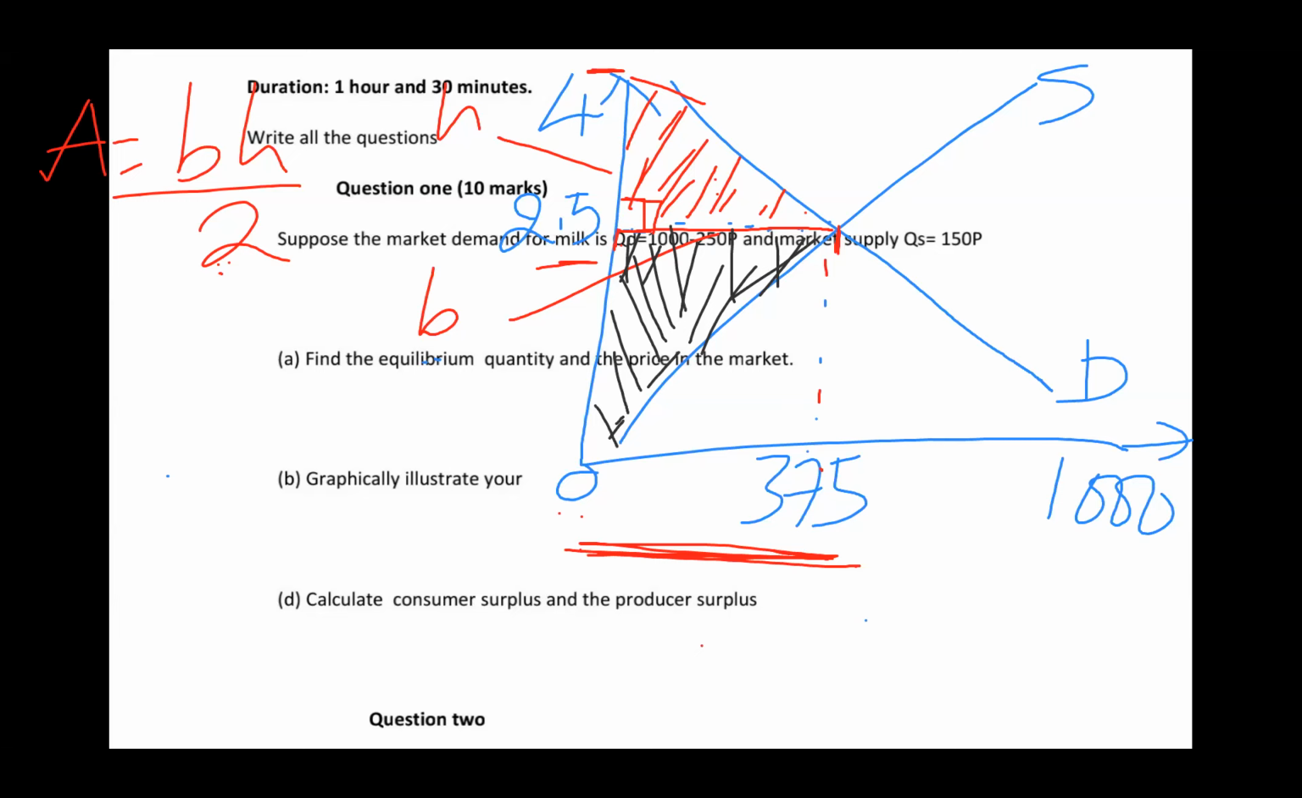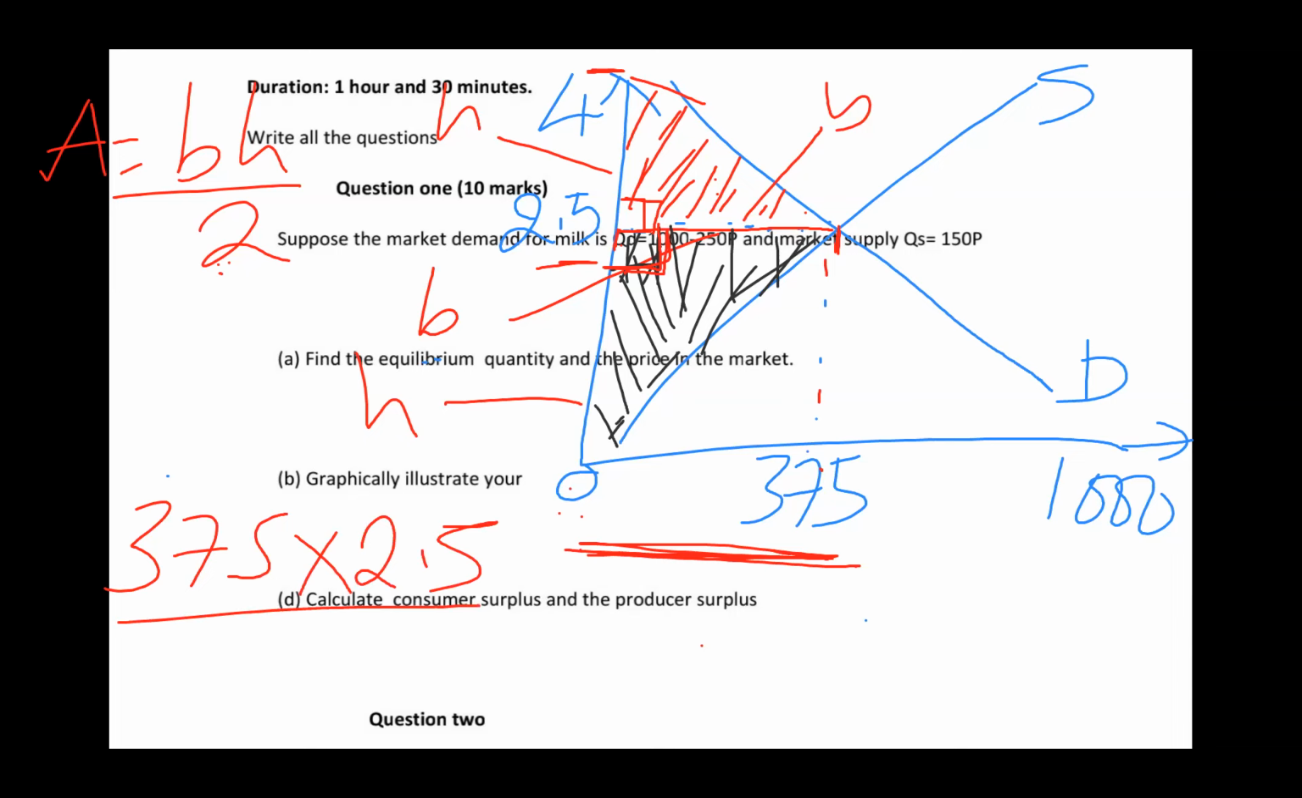Yes, sir. And again, it's still a triangle. You can see that this is still a triangle. This one is now your height, and this one is still the base. So the base is still the same, 375, times the height. Now the height will be from 0 up to 2.5, right? And you divide that by 2. What is the producer surplus?